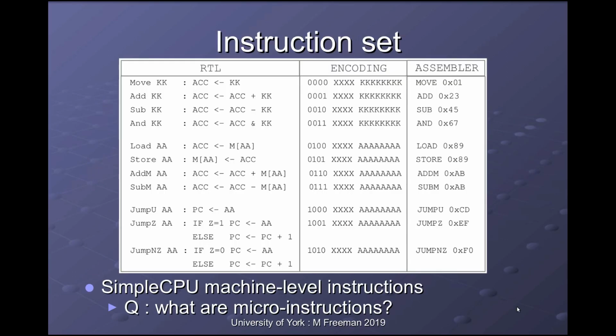Okay, we're continuing to look at our instruction set for our processor. So we're looking at the machine level instructions that our Simple CPU version 1A supports. And for this first implementation, we have a very limited instruction set. So we have 4 immediate, 4 absolute, and 3 direct addressing mode instructions.